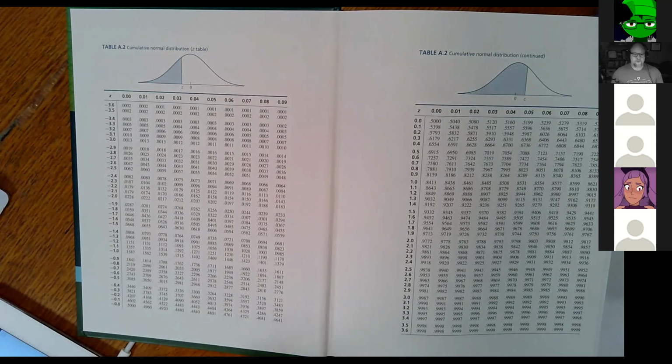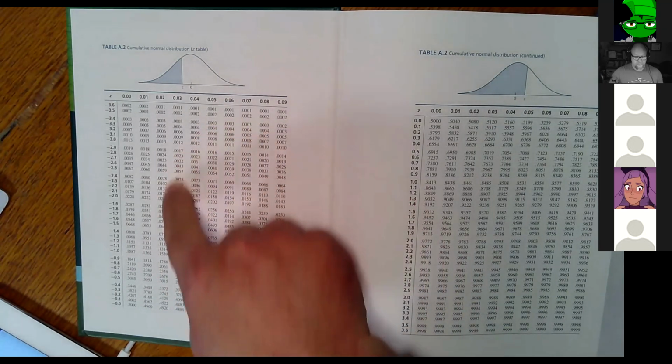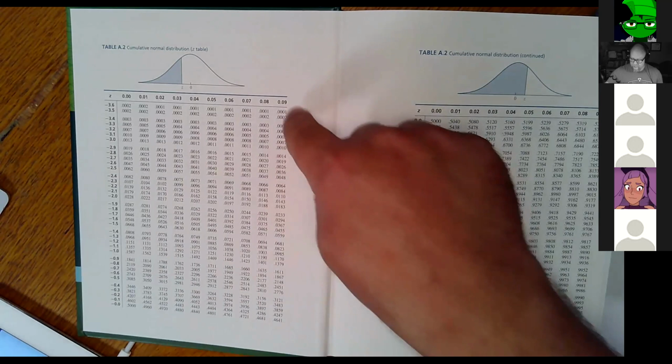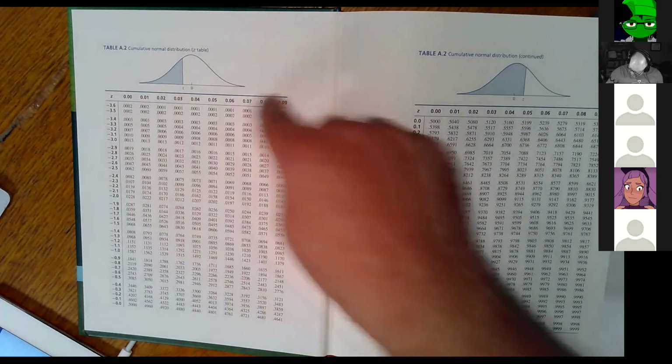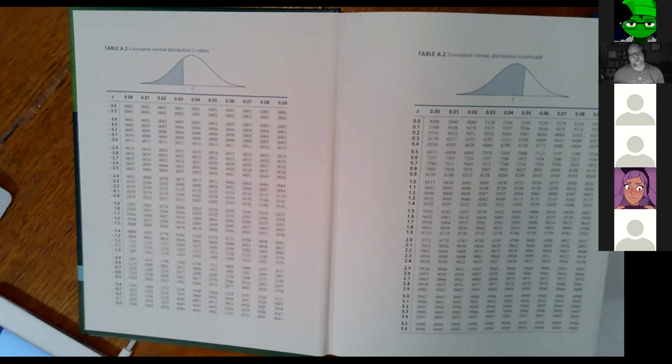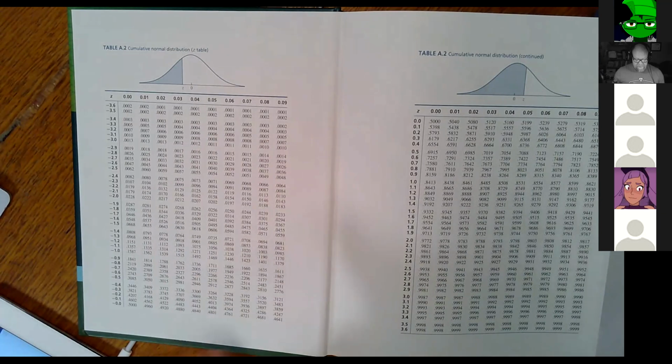And the probability we're looking for is 0.075. The numbers in the table are the probabilities. The column headings and the row headings give us the z-scores. So we want to look in the table for 0.075.